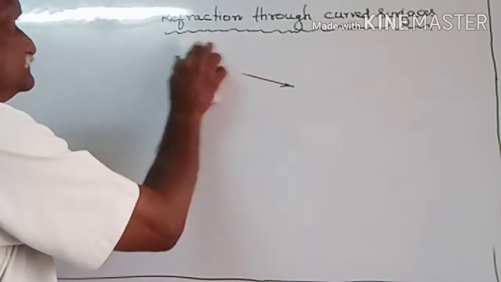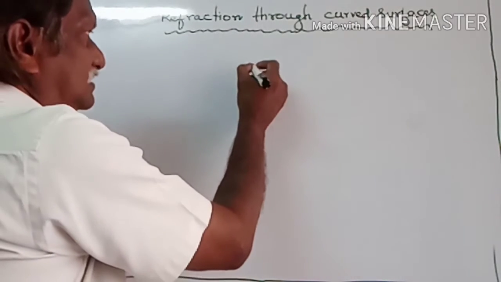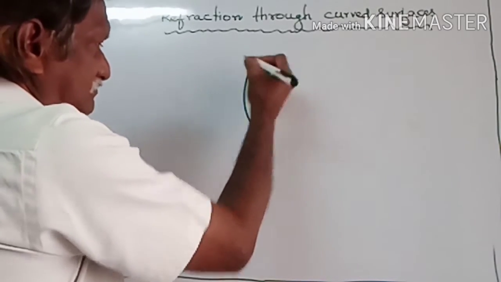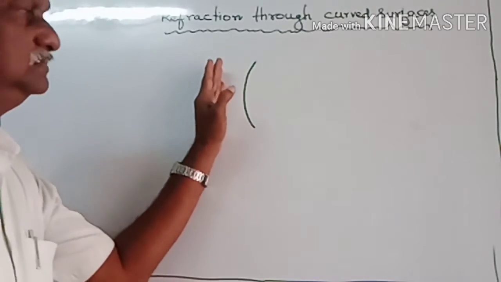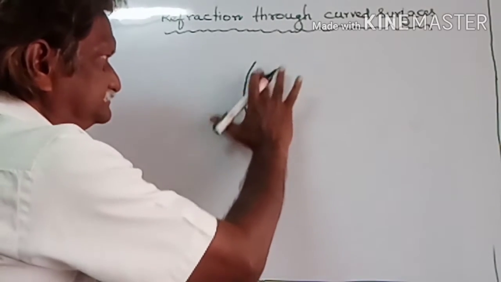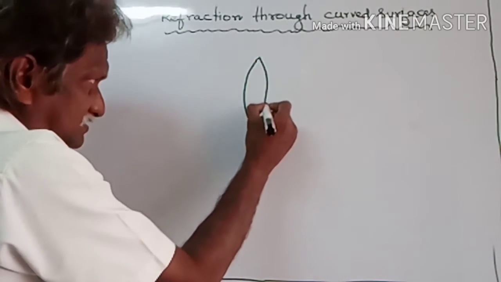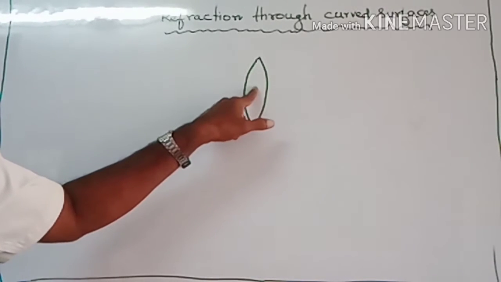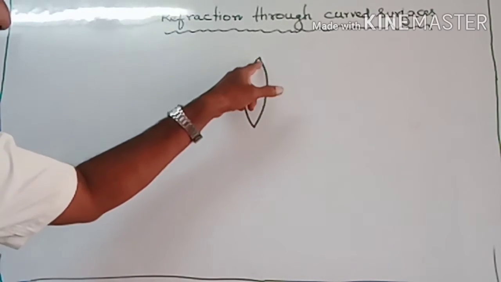Now, imagine here is a curved surface. Imagine on this side one medium is present, and on this side another medium. Suppose here is another medium, and imagine this medium is bounded by two curved surfaces. So here is a medium bounded by two curved surfaces. It is one curved surface, and it is one curved surface.